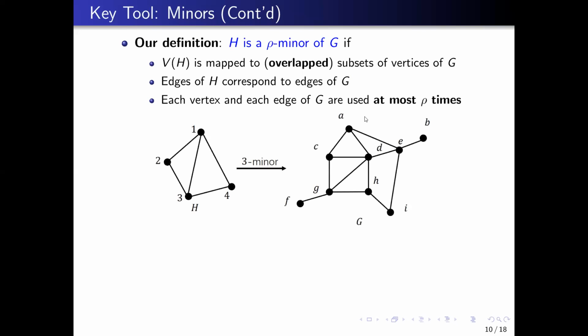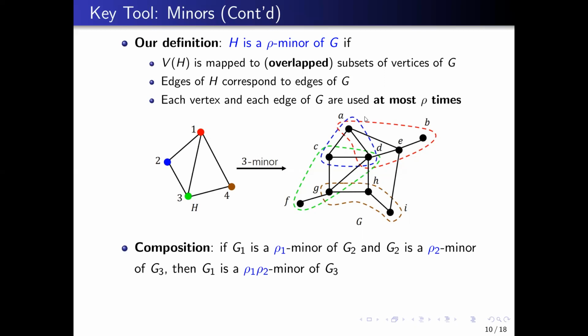Here is an example. H is a 3 minor of G. Vertex 1 in H corresponds to the vertex set A, B, D, E in G. Vertex 2 corresponds to A, C, D, and vertex 3 corresponds to C, D, F, G. Here, the vertex D appears in 3 vertex subsets of G, so rho is equal to 3.